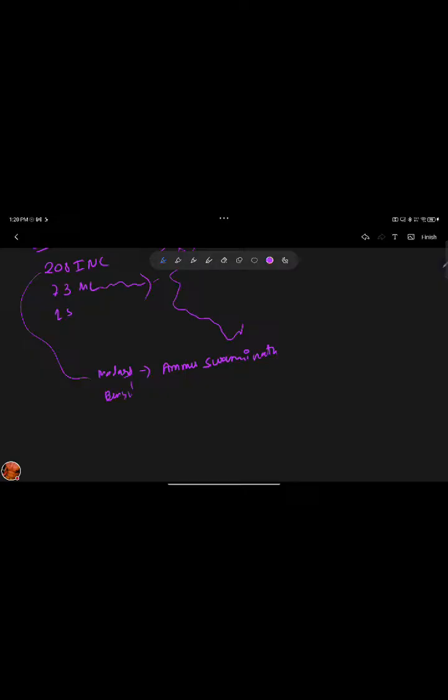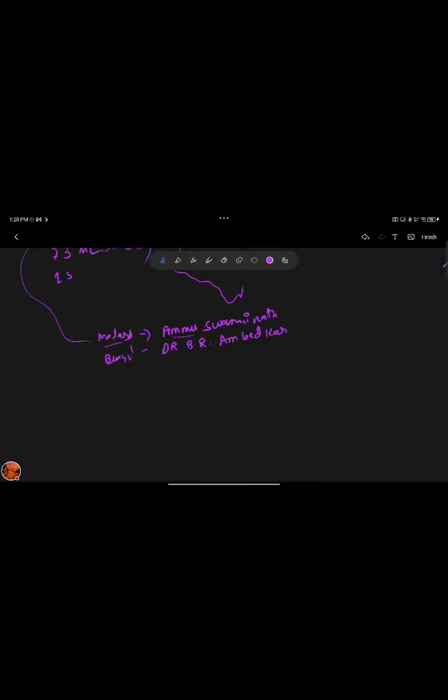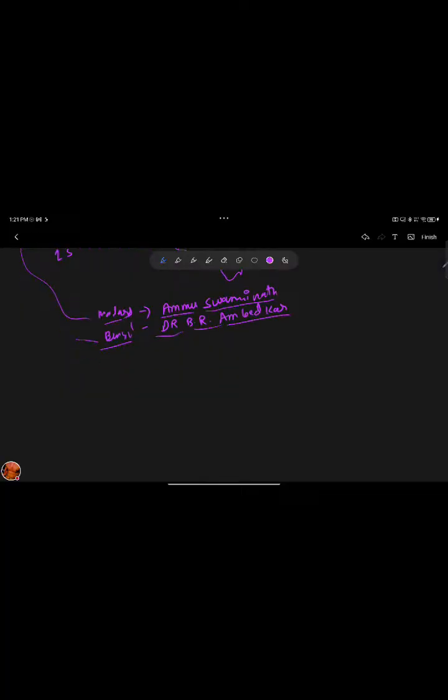So from Madras it was Amu Swaminathan, and you can remember it as Amul Dood. Bengal was the capital, and it got removed, and then Delhi became the capital of India. You should know that much too. And Dr. B.R. Ambedkar was a minister here.